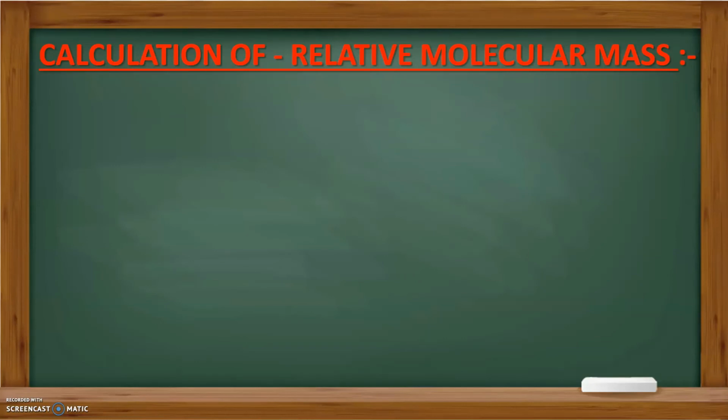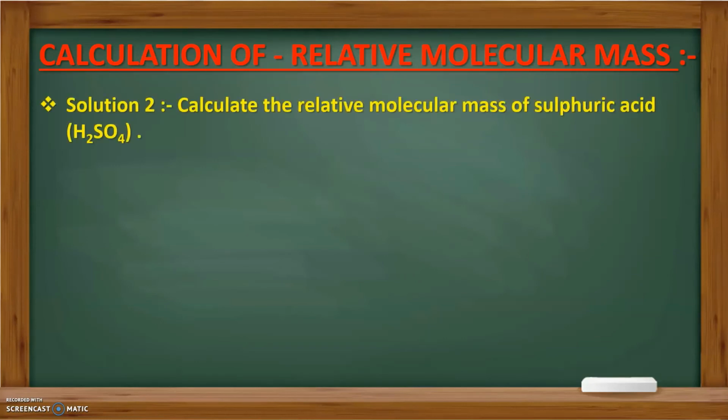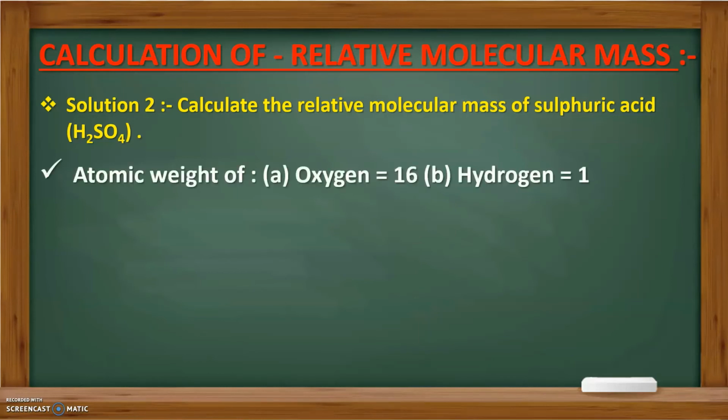Now let's solve the next question. Calculate the relative molecular mass of sulfuric acid. The chemical formula for sulfuric acid is H2SO4. Over here, there are 2 hydrogen atoms, 1 sulfur atom and 4 oxygen atoms present. Atomic weight of oxygen is 16, atomic weight of hydrogen is 1 and the atomic weight of sulfur is 32.